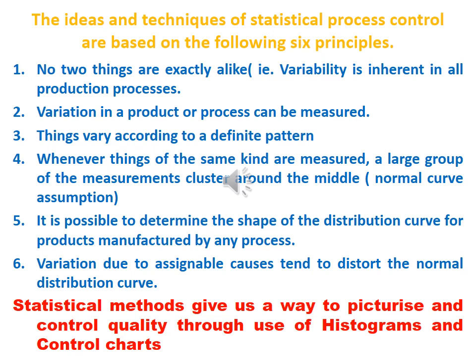Statistical methods give us a way to picturize and control quality through use of histograms and various control charts: the X bar and R chart, the S bar and S chart, then the P chart, C chart, U chart. There are so many types of process control charts. These six points are the principles of statistical process control.